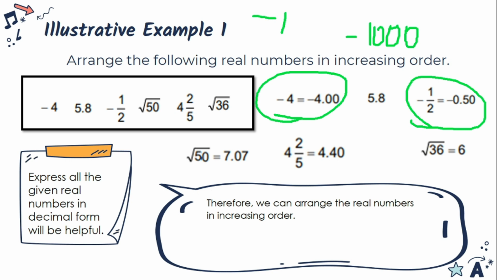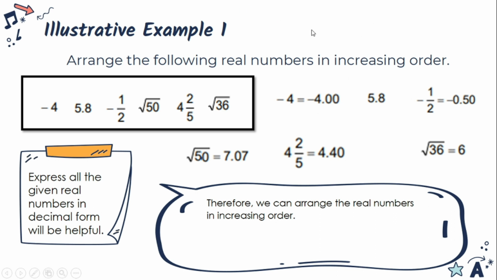Tatandaan nyo, if we are talking about the negative integers or numbers, pag negative, the higher the number, the lower the value. The lower the number, the higher the value. Just like this. If we have negative 1 and negative 1,000, mas mataas dyan yung negative 1. Okay? If I have negative 1 at kahit negative 100,000, still, mas malaki pa rin si negative 1.